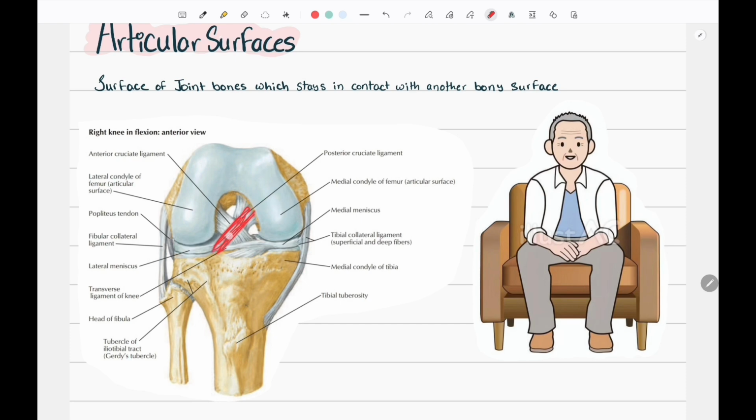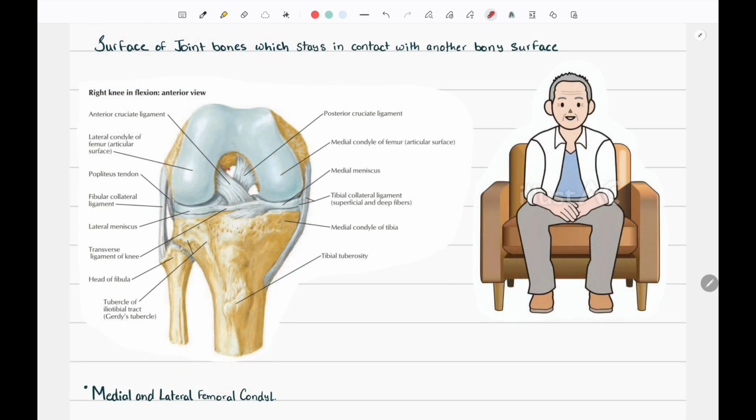Similarly, the posterior cruciate ligament begins from the posterior part of the tibia, from right here, and it runs upward, backward and medially and is attached to the lateral surface of the medial condyle of the femur. So here is the medial surface of the lateral condyle of the femur to which the anterior cruciate ligament attaches, and here is the lateral surface of the medial condyle of the femur to which the posterior cruciate ligament attaches.